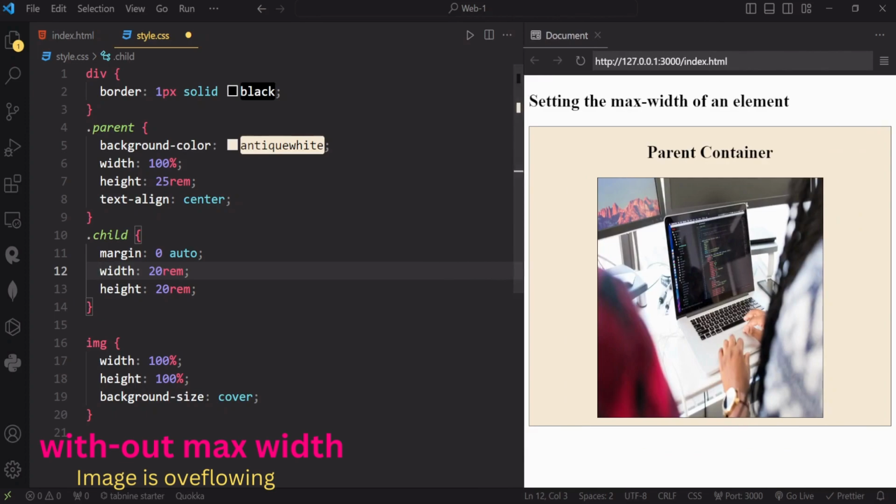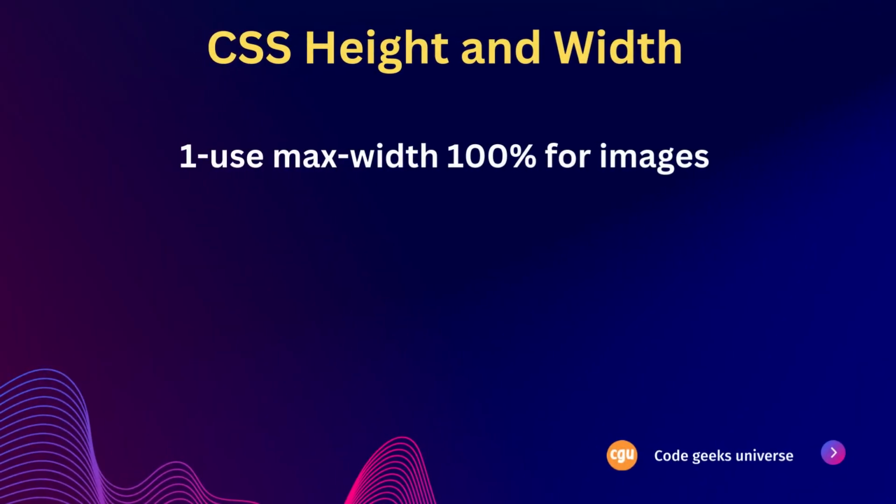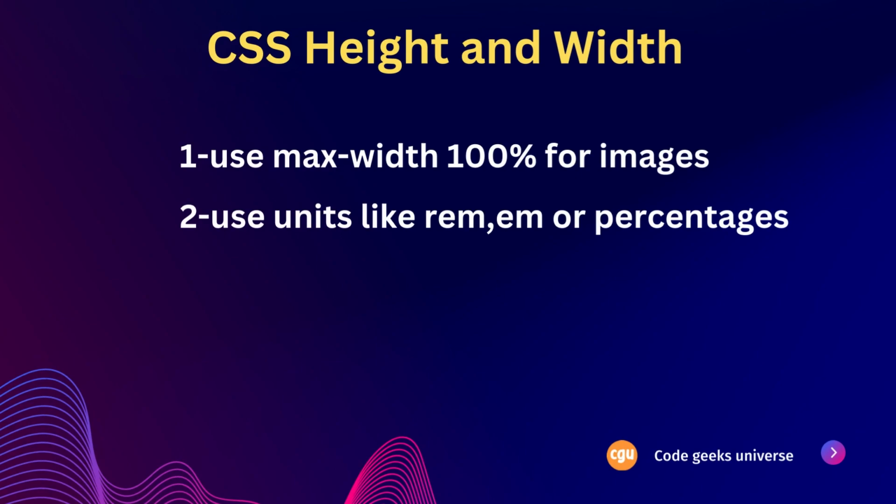Speaking of responsiveness, here are some quick tips. Use max width 100% for images to prevent them from overflowing their container on smaller screens. Consider using relative units like em or percentages to create flexible layouts. Test your design on different devices and screen sizes to ensure that they look great everywhere.